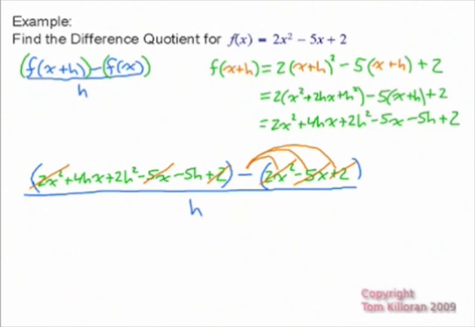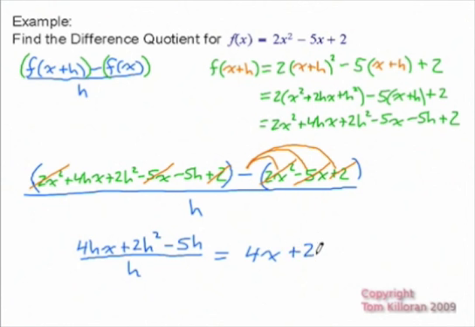So the only thing that's left is this 4hx, the plus 2h squared, and the minus 5h. And yet we're all still divided by h. But at this point, everybody has a factor of h, so I can lose one h in each one of the terms, including the bottom. So that leaves me with 4x plus 2h minus 5. And this becomes the answer to the difference quotient of this function f of x.